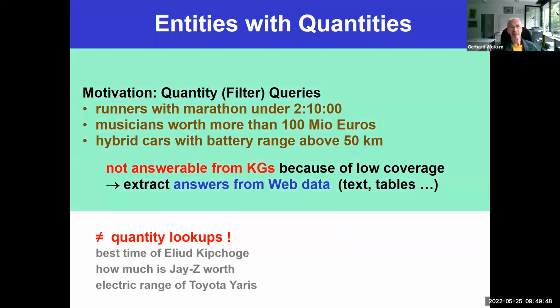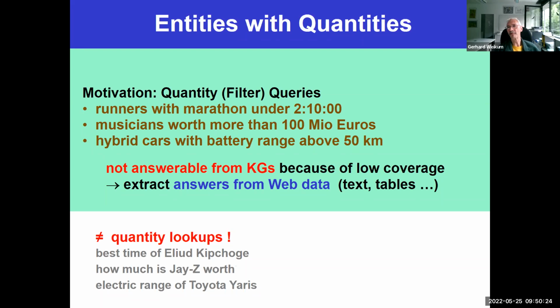Remember the kind of queries I gave you earlier. Now in this part, we will settle for a simplified version. We had queries that involved group by, runners with at least 10 marathons under a certain time. We're simplifying here to the kind of queries which have filter conditions on quantities, but no grouping. That would be runners with a marathon under 2:10, musicians worth more than 100 million euros, hybrid cars with electric range above 50 kilometers, things of that nature. It turns out they're difficult enough.